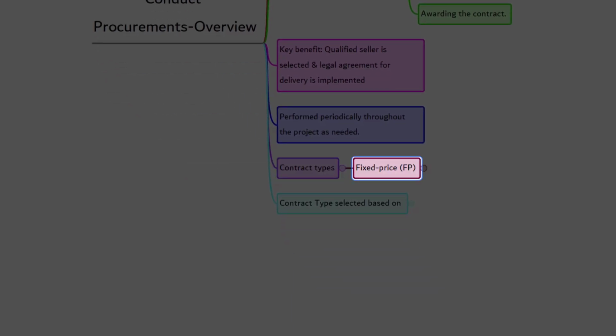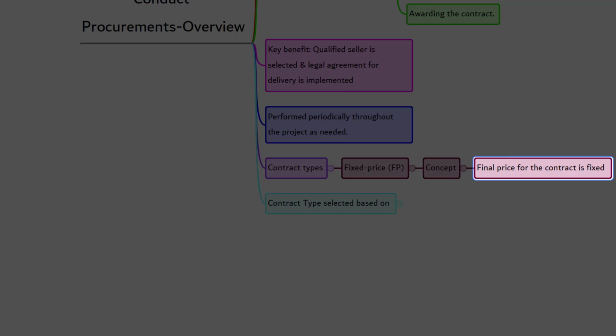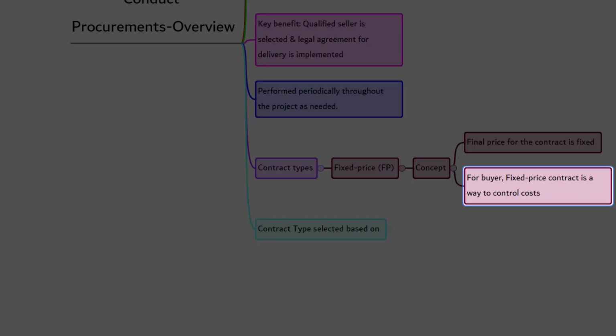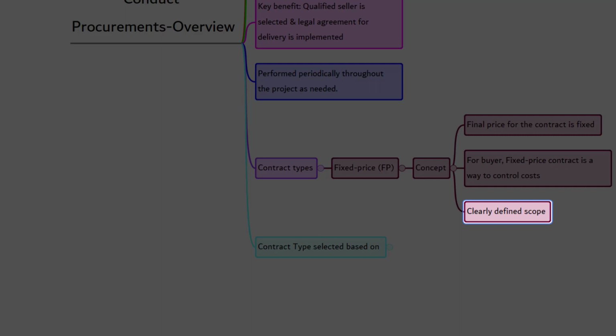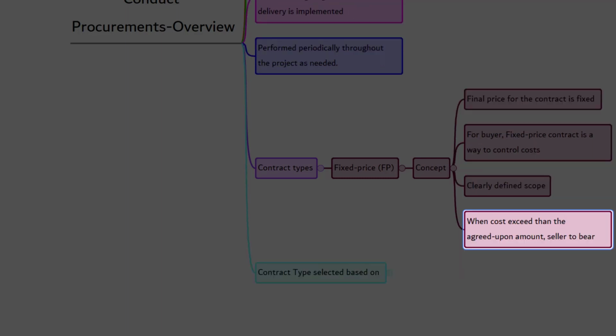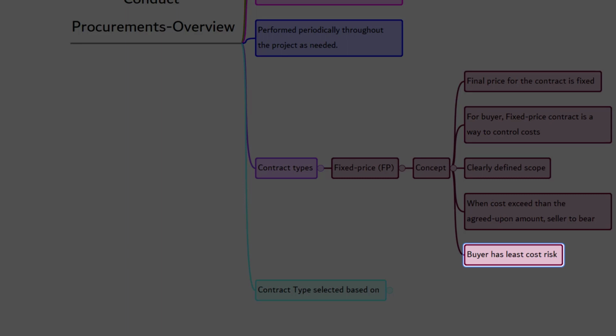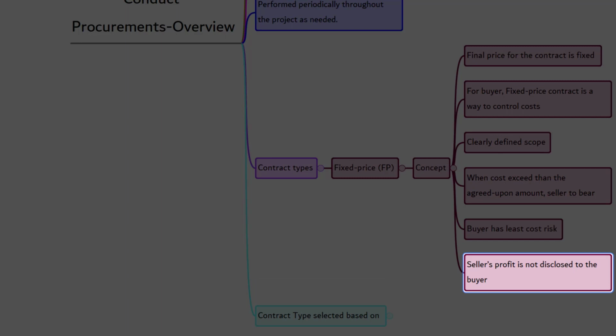Fixed price. First, the concept. As the name implies, the price for the contract is fixed for the defined scope. For the buyer, fixed price contract is a way to control cost. This type of contract works well when the statement of work is defined clearly along with the final product. If the costs are more than the agreed upon amount, then the seller must bear the additional cost. Therefore, the buyer has the least cost risk in this type of contract because the scope is well defined. As it's a fixed price contract, the seller's profit is not disclosed to the buyer.